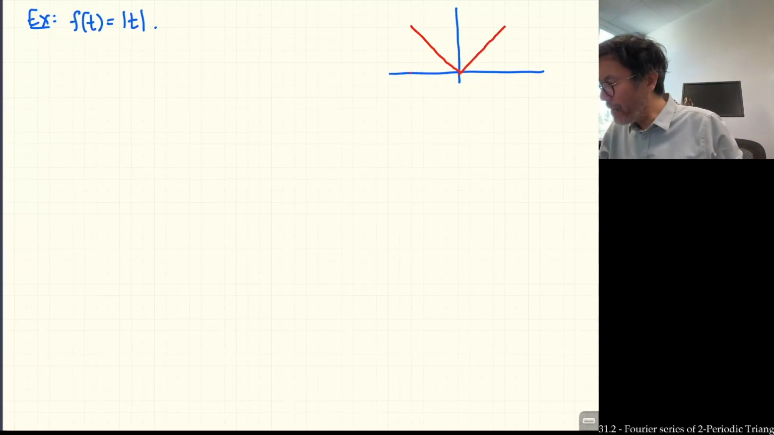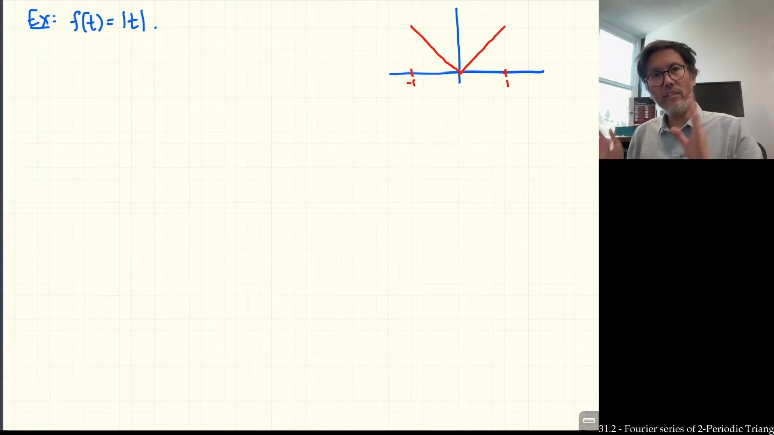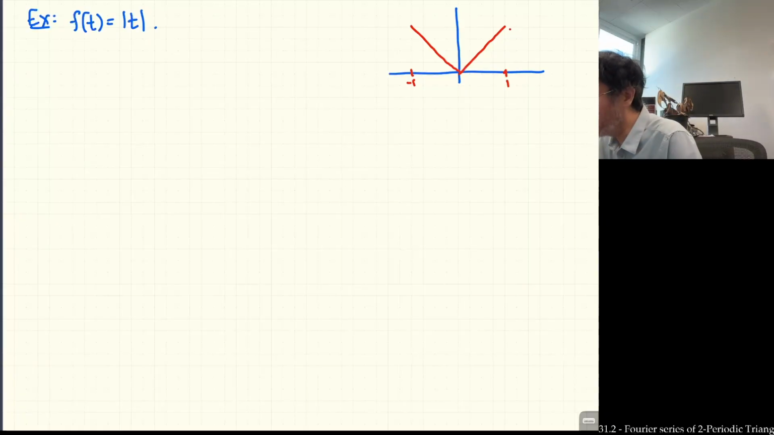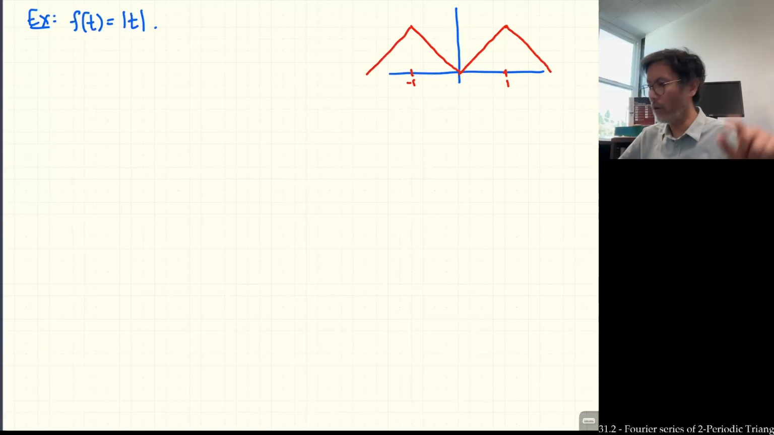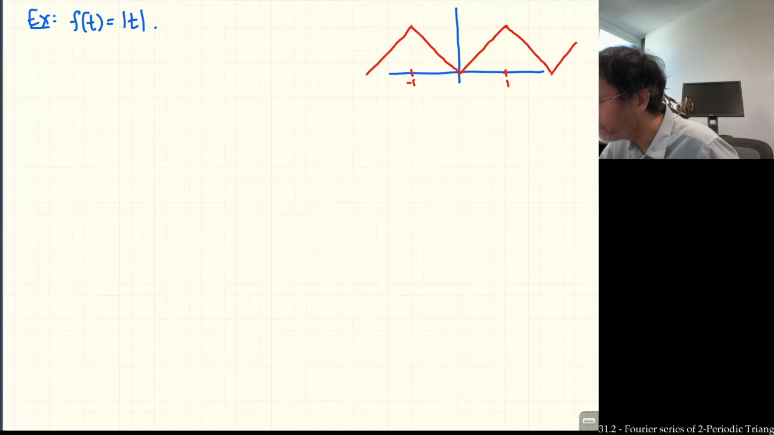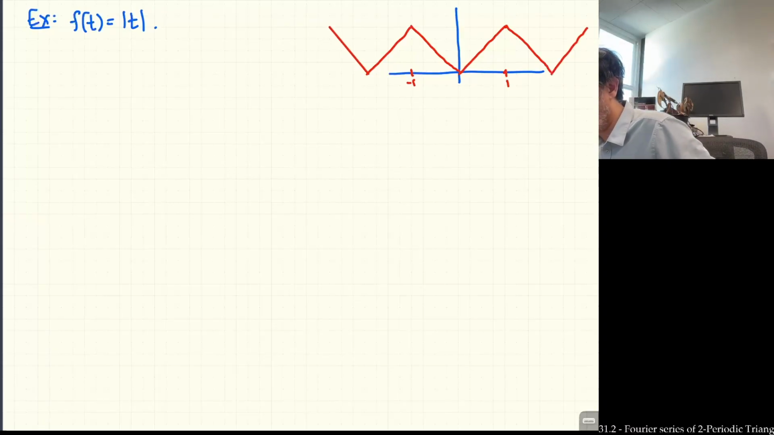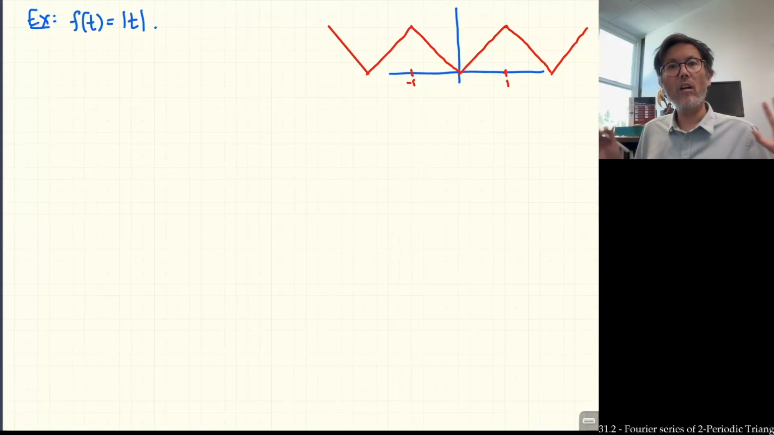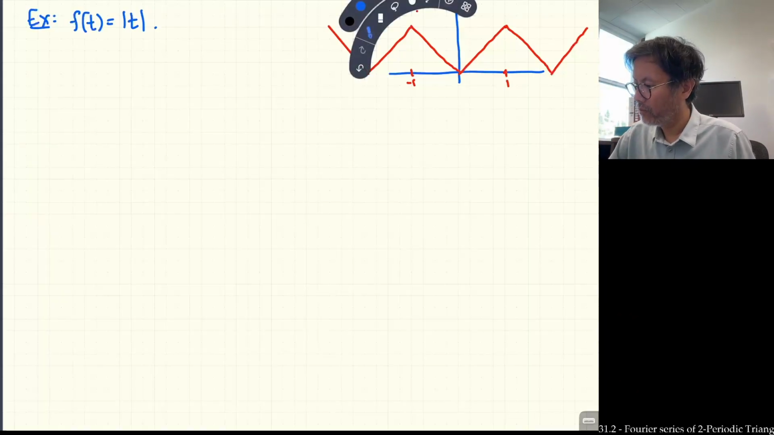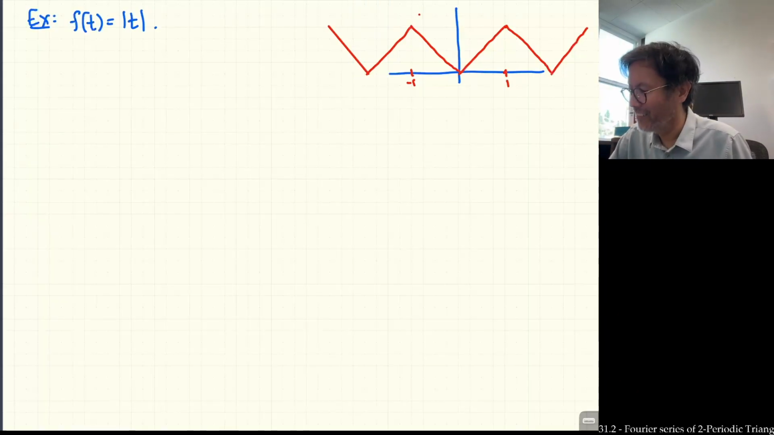But if I imagine that this is -1 here, and this is 1, what we could do is take this picture and repeat it every 2 units. So I could keep going like this. So it's over here, it's like this, and then over here, it's like that. And it just keeps repeating, you understand? Something like this, okay? That's called the triangle wave. I think that's what it's called.